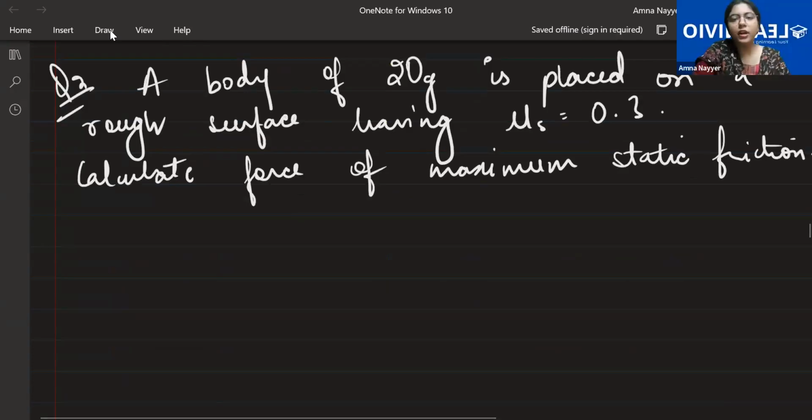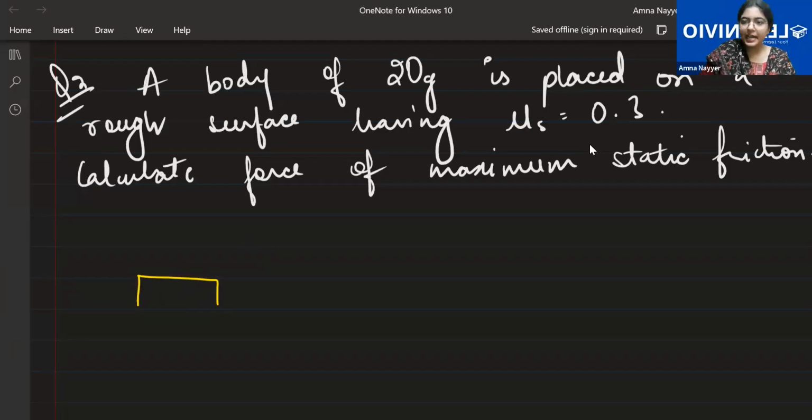Look, this says a body of 20 gram is placed on a rough surface having coefficient of static friction as 0.3. Calculate the force of maximum static friction. So body is there with a mass of 20 gram. Upwards is the normal reaction, downwards is mg because this is resting on a rough surface.